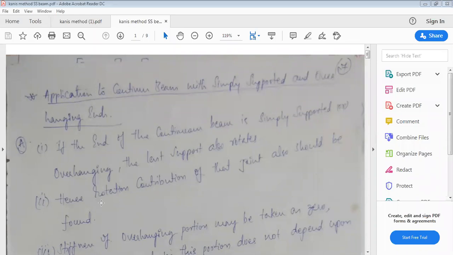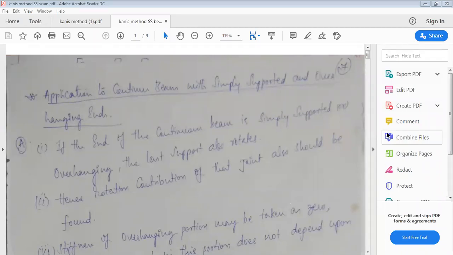In the last problem, what we have done, if it is a fixed end, we assumed that the rotation contribution factor will be 0. Here you need to remember this. Rotation contribution of that joint also should be found in case of simply supported. For a fixed end it is 0. I have given this in the notes also. I have mentioned that for fixed it is 0 rotation contribution, but for simply supported, the rotation contribution value needs to be found. This point you have to remember.